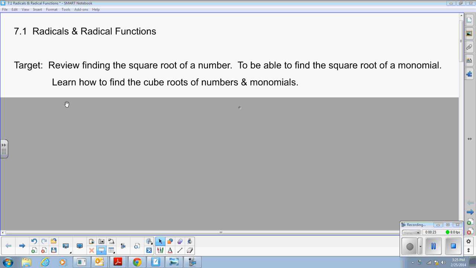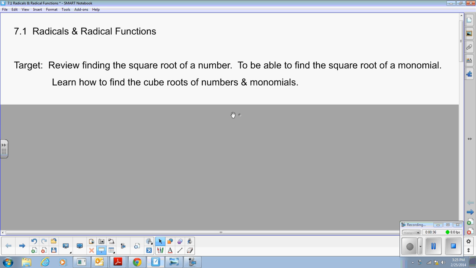My target for you in the first lesson is that we are going to review finding the square root of a number. Then you should be able to find the square root of a monomial. And lastly, we're going to do some work with cube roots of numbers and cube roots of monomials. A couple of things before we get started.